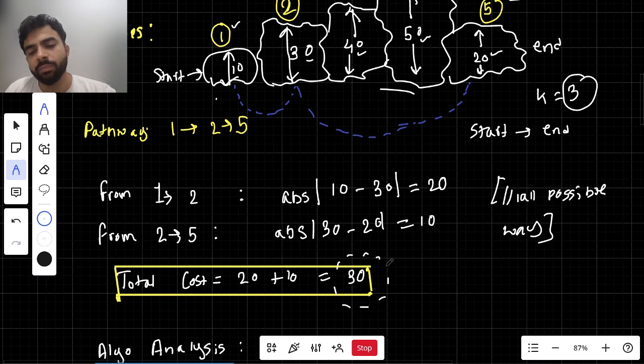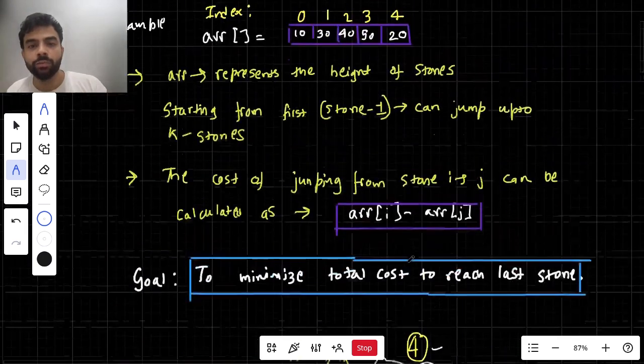You can try out other combinations in which you can jump from one stone to another. You will still see that 30 is the lowest possible number, and we have to find this lowest possible number, or the minimum cost required. Okay, so let us first see.